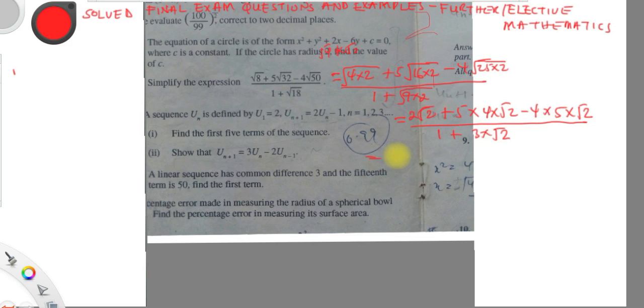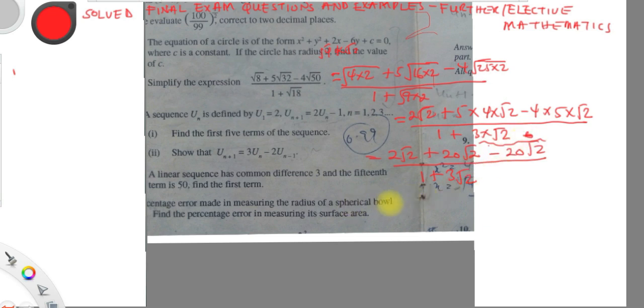So this is equal to 2 root 2, plus 4 times 5, which is 20 root 2, and then minus 4 times 5, which is also 20 root 2, all over 1 plus 3 root 2. Interesting, have you seen? What is 20 root 2 minus 20 root 2? These two terms go to 0.